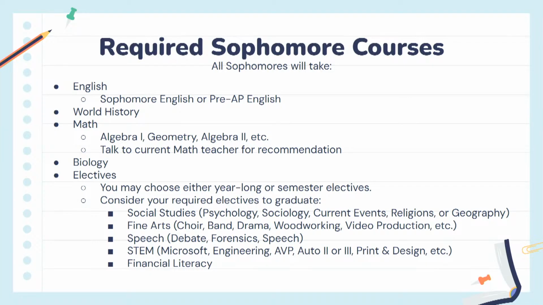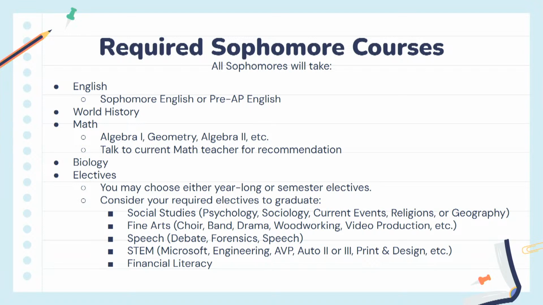So everyone in this room has to take a semester of social studies, some type of social studies elective. Some of you have taken current events or religions or world geography, those all count. But this year you also have the option to take psychology or sociology. And I'll also talk about how those can be dual credit options next year.